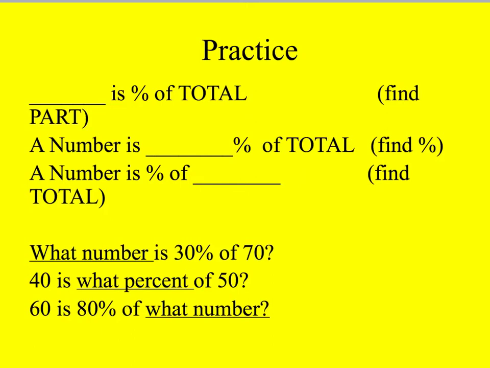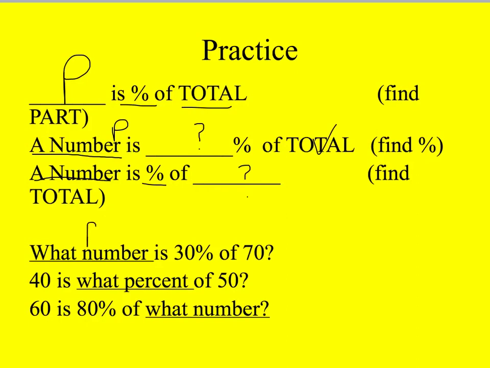This slide here, the formatting didn't work out so well. I have words all over the place. But basically, I wanted to show you the 3 types of problems. You have problems where the part is unknown, and you know the percent and the total. You have problems where the part is known, but the percent is a mystery, and you know the total. And then you have questions where you know the part, the percent, but you don't know the total. And we know how to do all of those.